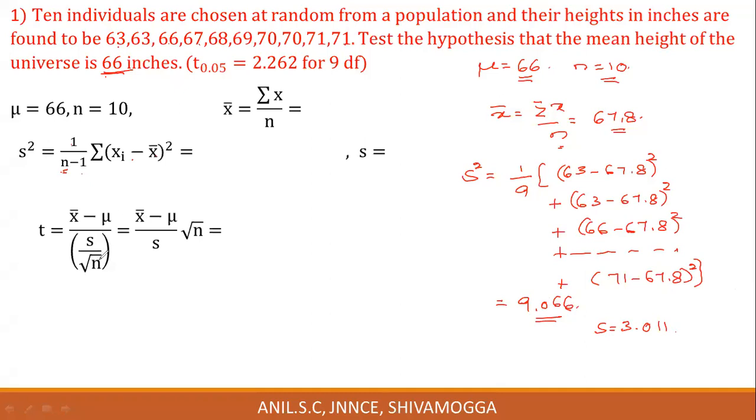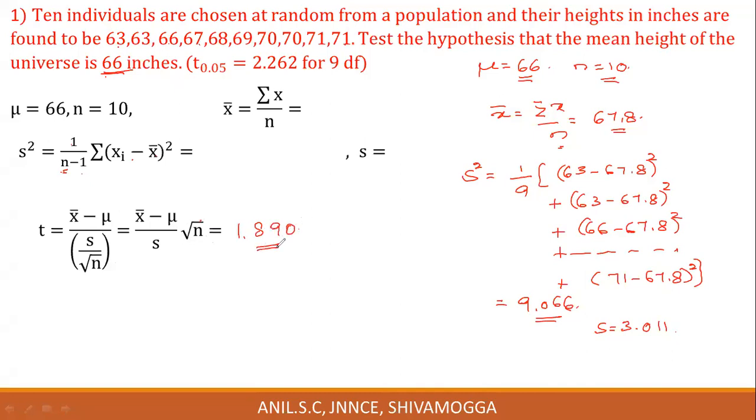Now we have all the values here. Substitute. X bar minus mu, x bar is 67.8 minus mu, and mu is 66, divided by s, and this s is 3.011. The square root of n will come to the numerator. Square root of n is square root of 10. Calculate this. 1.890.